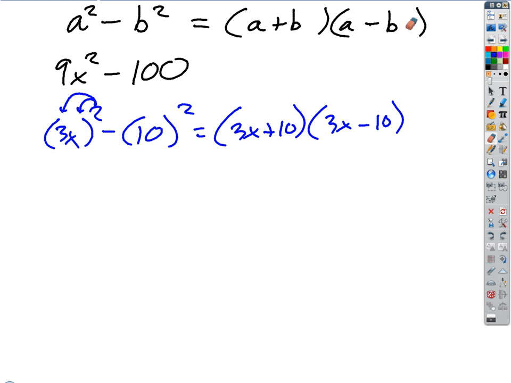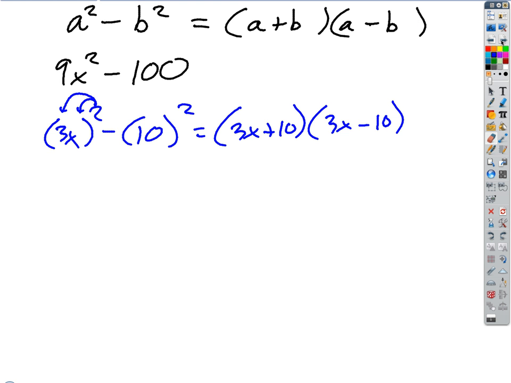Why is it plus versus subtraction? Doesn't make any difference which one you put first. You can do the minus first if you want to. Because when I multiply 2 factors, the order doesn't really matter. So I could put 3x minus 10 first and 3x plus 10. If that looks better to you, do that. That's fine. Either way. Okay?